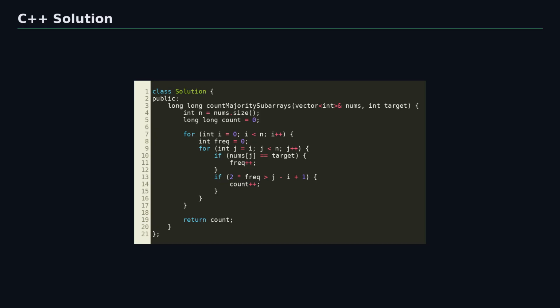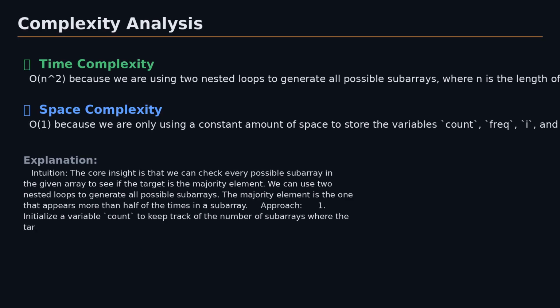Inside the inner loop, we check if the current element is equal to the target element. And if so, we increment a variable freq, which keeps track of the frequency of the target element. We then check if 2 times the frequency of the target element is greater than the length of the subarray, which means the target element is the majority element. If this condition is true, we increment our count. Finally, we return the count.